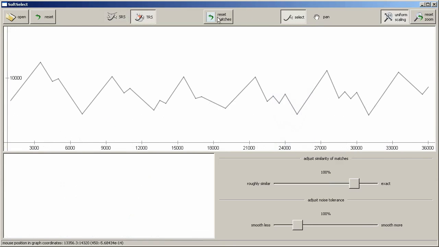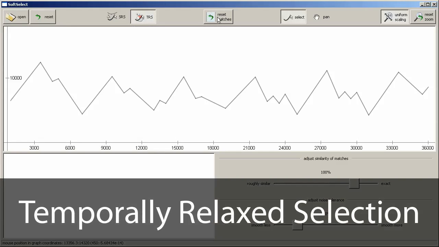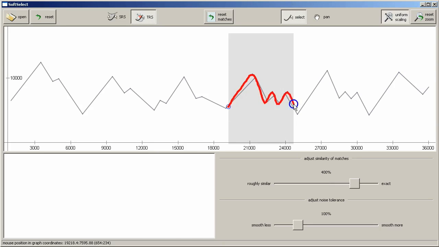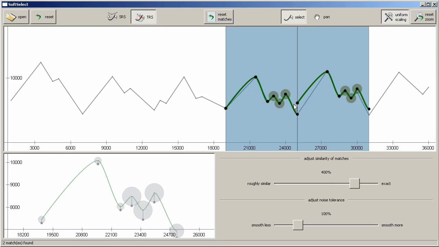In our second technique, temporally relaxed selection, the level of similarity required to match part of the pattern is determined by the speed with which that part of the pattern is drawn. Drawing slowly specifies a high level of similarity, while drawing quickly specifies a low level of similarity. Tolerances can be edited individually.